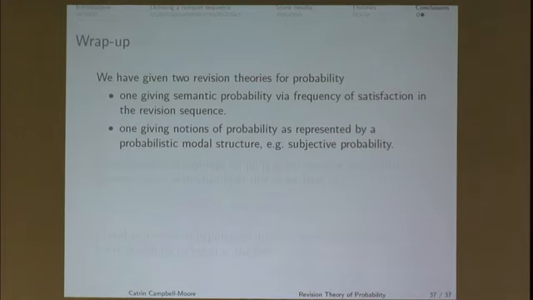So just to sum up what I've done, I've presented two revision sequences, one which used this notion of relative frequency in the revision sequence, which gave us this semantic notion of probability or degree of truth, and one which used this probabilistic modal structure in the background to give us some kind of subjective probability.